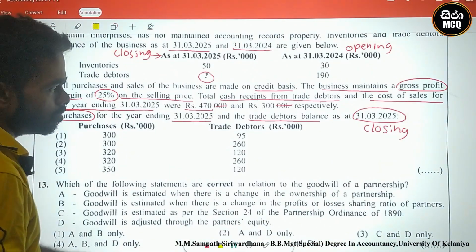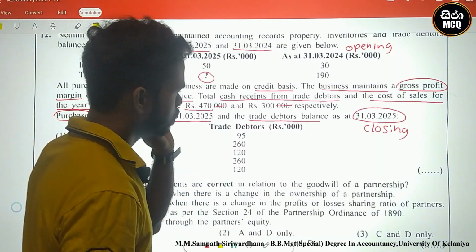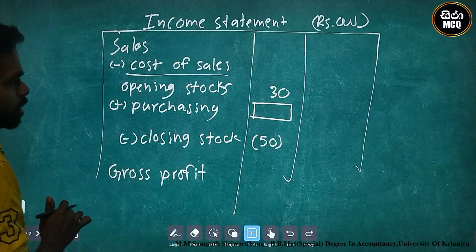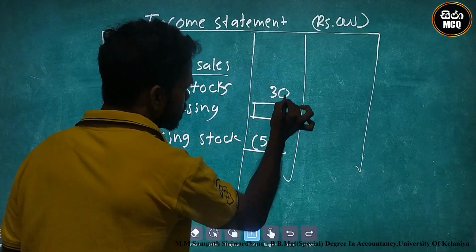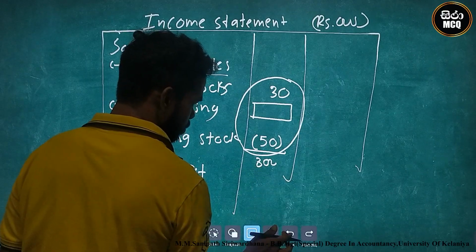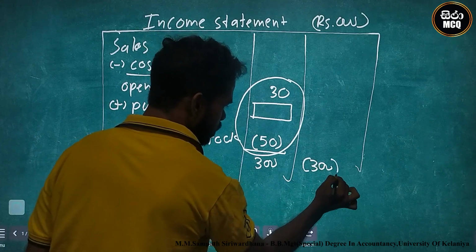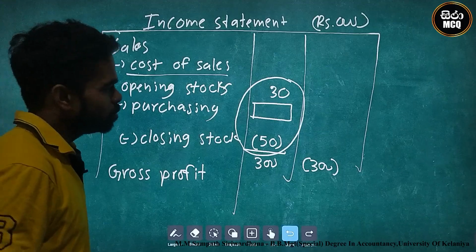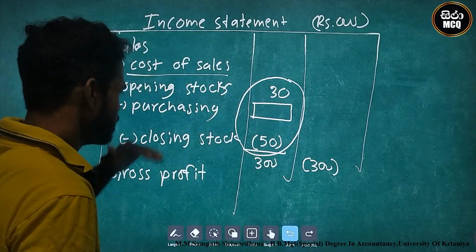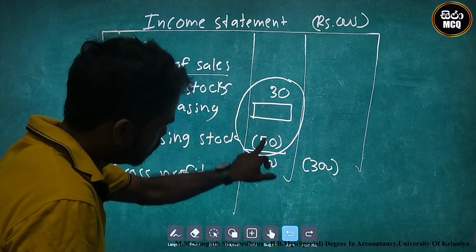Okay, the second one is 300. What is that? The cost of sales for the year ending 31st March 2025, 300. Cost of sales should be calculated from these elements: opening inventory, add purchasing, and minus closing stock. Cost of sales is calculated by this formula.